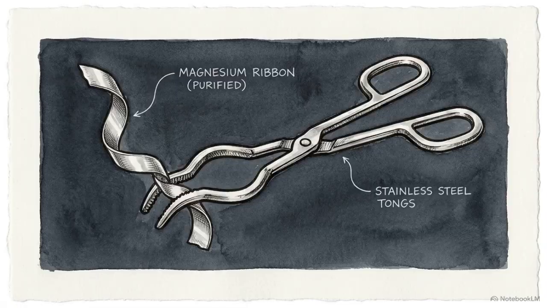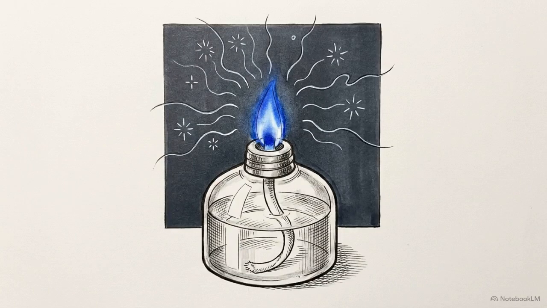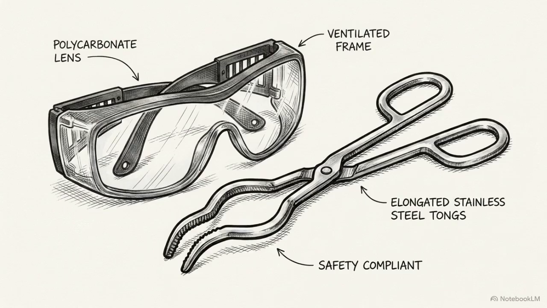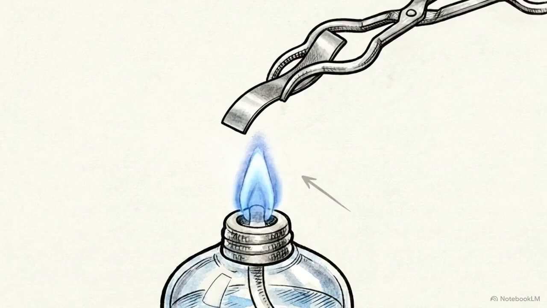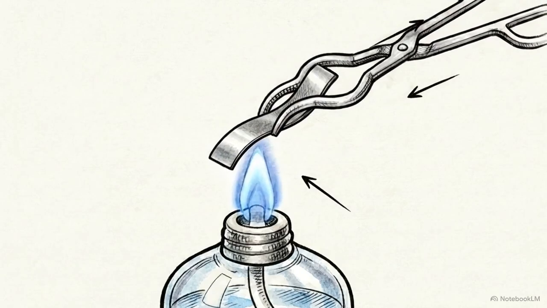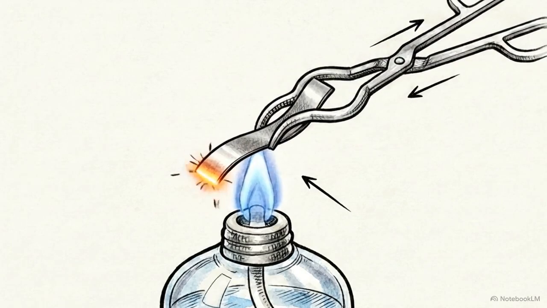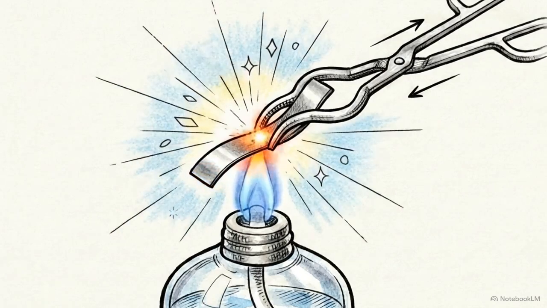To initiate the change, we introduce heat from a spirit lamp. Because the reaction is intense, eye protection is required, and the sample must be held securely with tongs. The pure metal is lowered into the intense heat, providing the energy to compromise its structural integrity. The original bonds begin to fail.